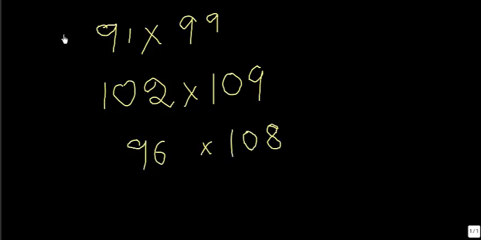Multiplying these numbers, we'll always have three different possibilities. Like in which both the numbers are less than 100. Let's suppose 91 times 99. That's one case in which both the numbers are less than 100. The other possible cases are in which both the numbers are greater than 100. Like 102 times 109. Anything. In which both the numbers are greater than 100. The other case possible is in which one number is less than 100 and the other is greater than 100, like 96 and 108. So these are the cases we can have: the first one, the second one and the third one.